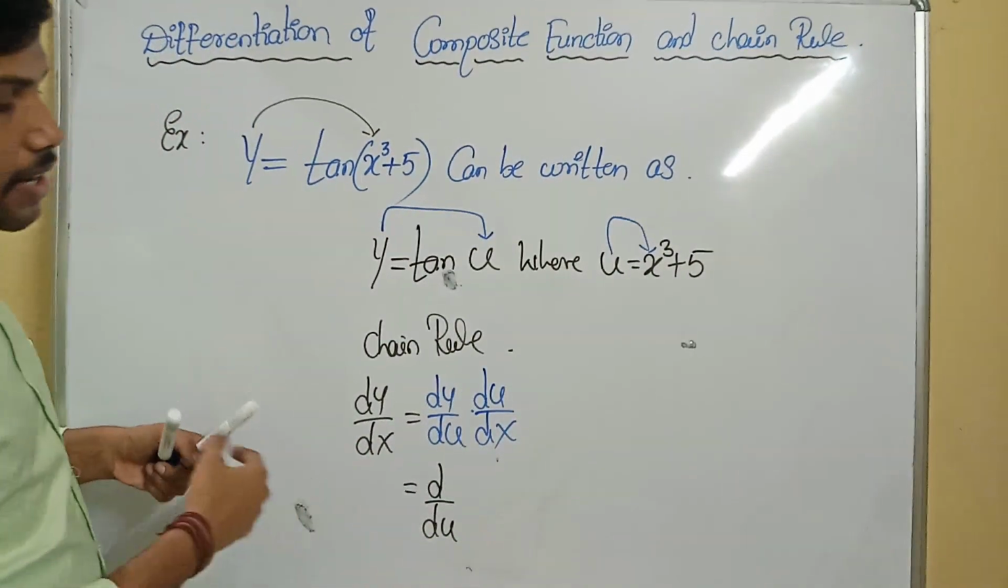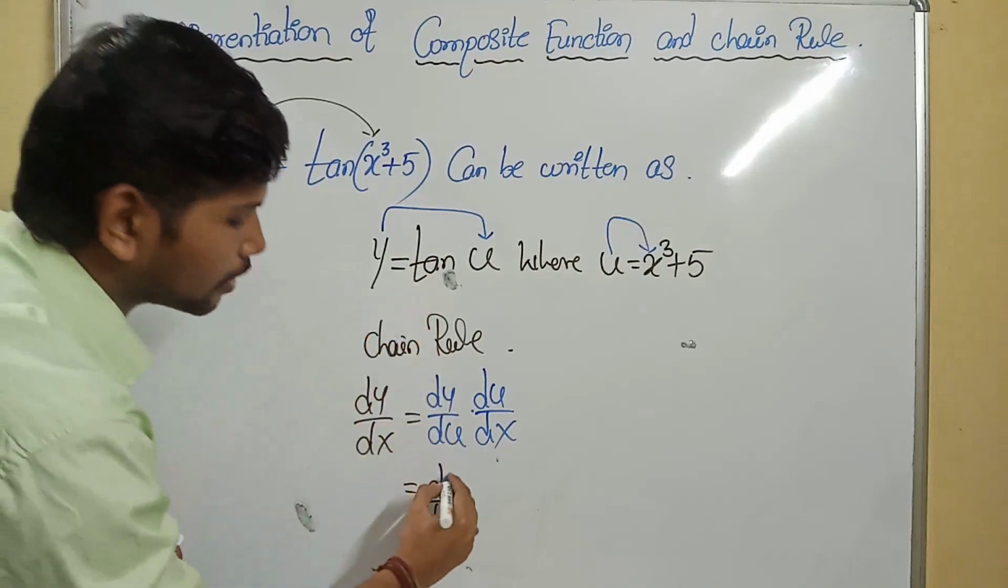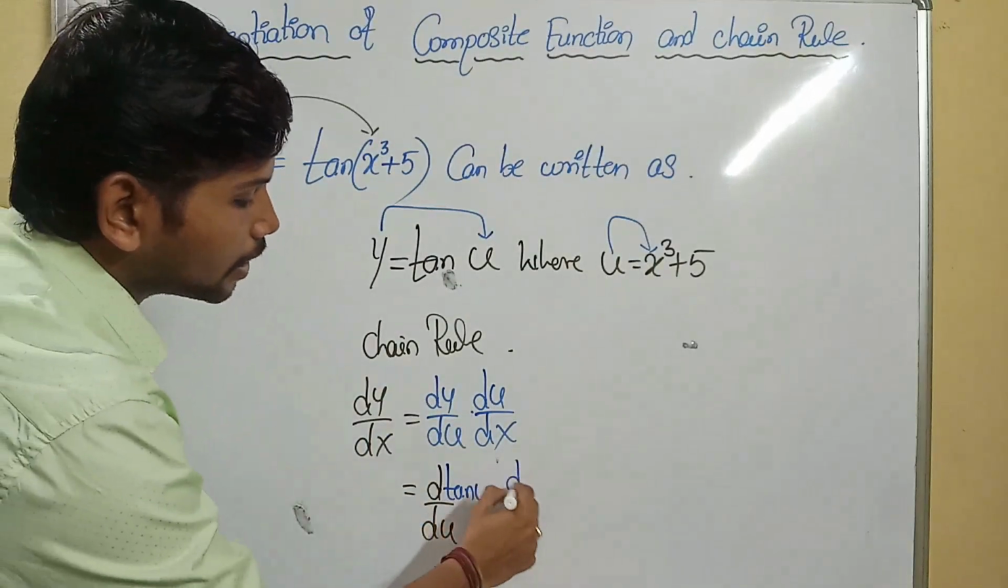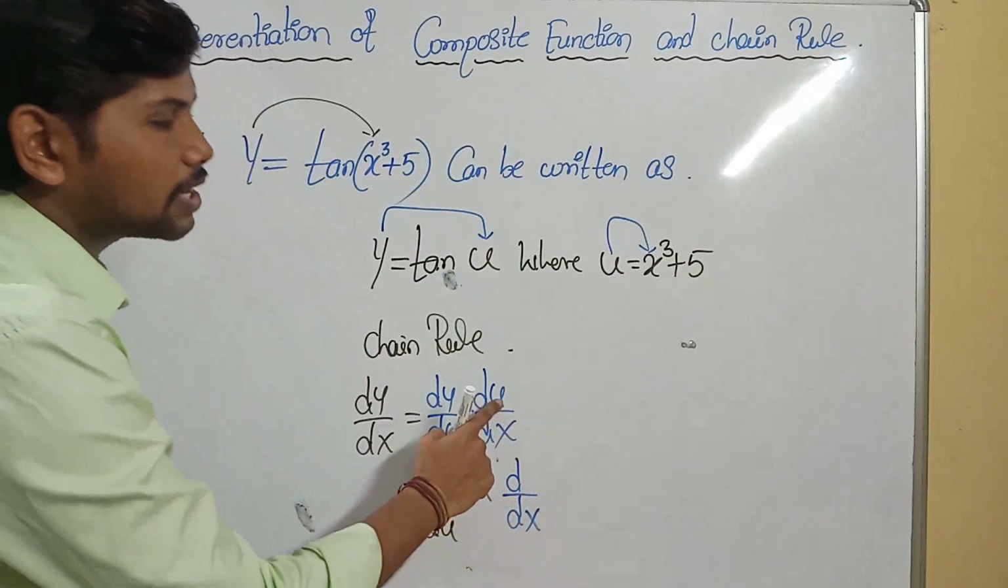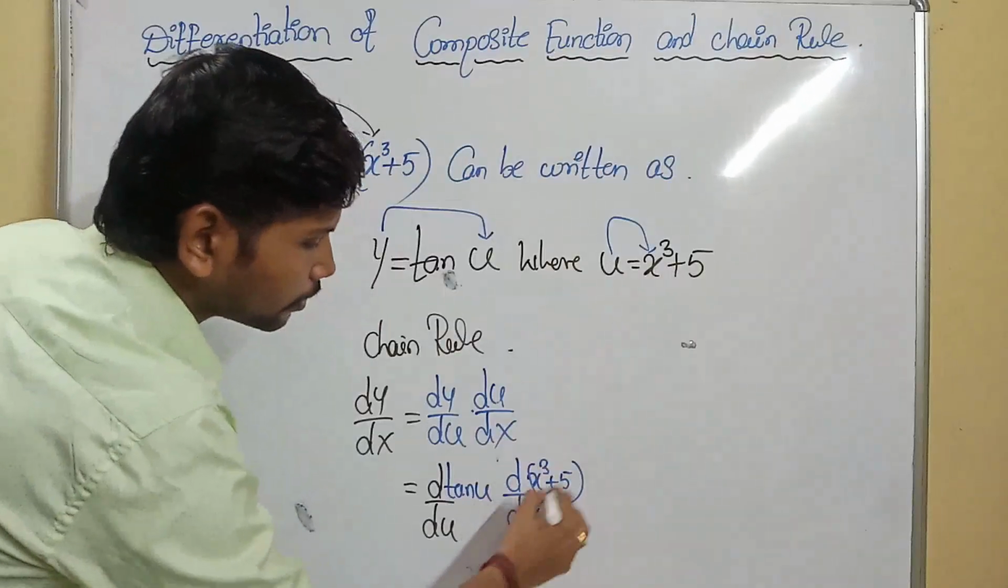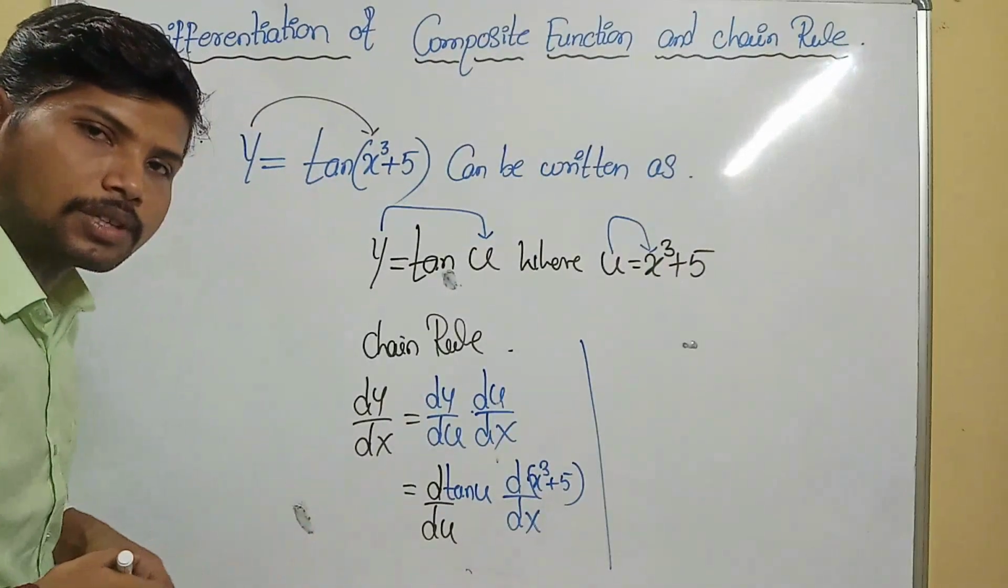d by du of what is y? y is nothing but tan of u. Got the point clearly? Now d by dx of what is u? u is x cube plus 5. Getting my point clearly? Any doubt in this part?